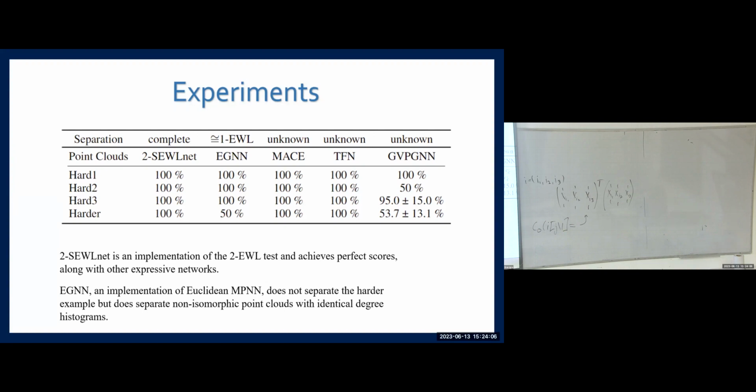So now we showed this theoretical work, and then we showed some experiments that are kind of contrived, where we picked some point clouds. These point clouds don't really represent anything in real life. These are not like binaries or anything. They're just point clouds. And we showed that they separate.